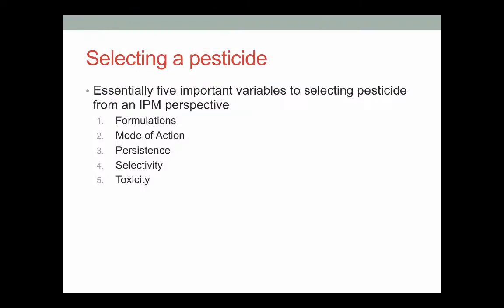So as far as I can tell, there are 5 important variables for selecting pesticides from the IPM perspective, and those are the things I'd like to hit on for this section of the class. And that would be formulations, mode of action, persistence, selectivity, and the actual toxicity of the chemicals.